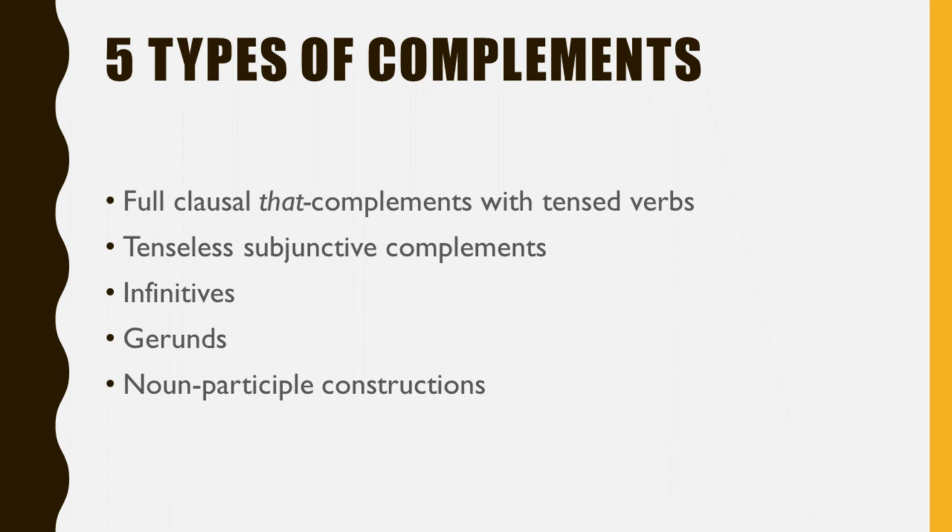In this chapter, we discuss clausal complements that include at least a verbal element with an assumed subject and often an expressed subject as well. These complements fall naturally into 5 types. First is the full clausal that complements with tense verbs. Second is tenseless subjunctive complements. Third is infinitives. Fourth is gerunds. And fifth is the noun participle constructions. These 5 types of clausal complements tend to be strictly associated with the occurrence of certain verbs.